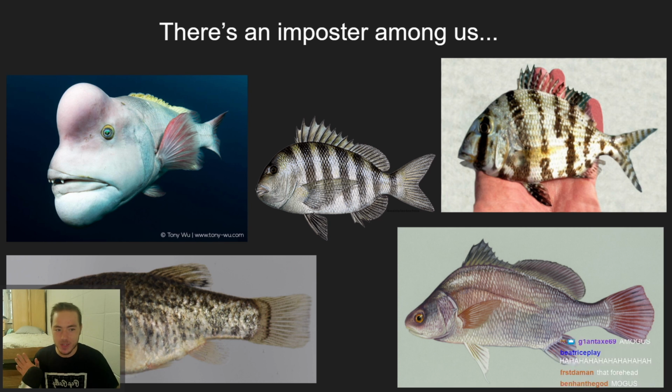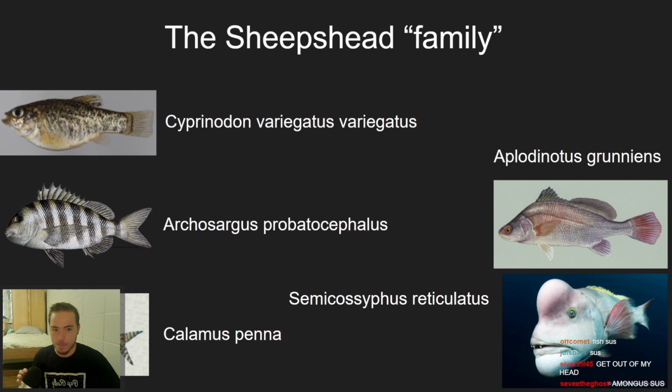None of them are related whatsoever, might I add. These guys have absolutely no relation whatsoever. Look, when you look at the scientific names, it becomes very clear. You've got Sabrinodon variegatus, Archosargus protocephalus, Semicossyphus reticulatus, Calamus penna, and Aplodinotus grunniens. None of them are even remotely related. There's not even a single shared characteristic in any of the Latin here. And yet, these are the family of sheepshead. You can call them all sheepshead. It is legitimate in some culture across the world that speaks English to call these sheepshead. And this is why common names really suck.